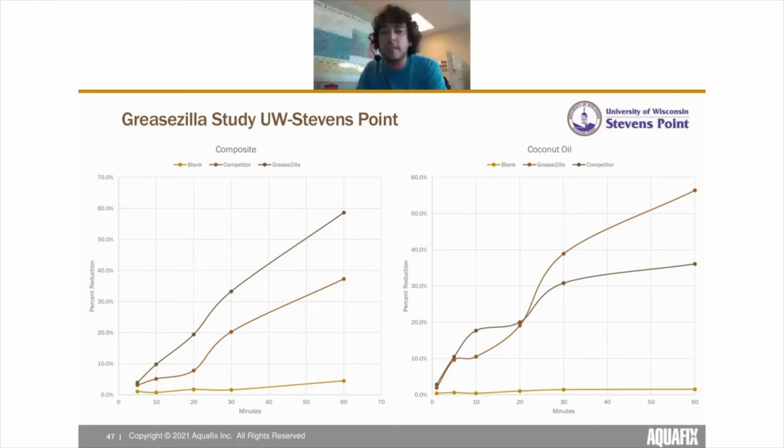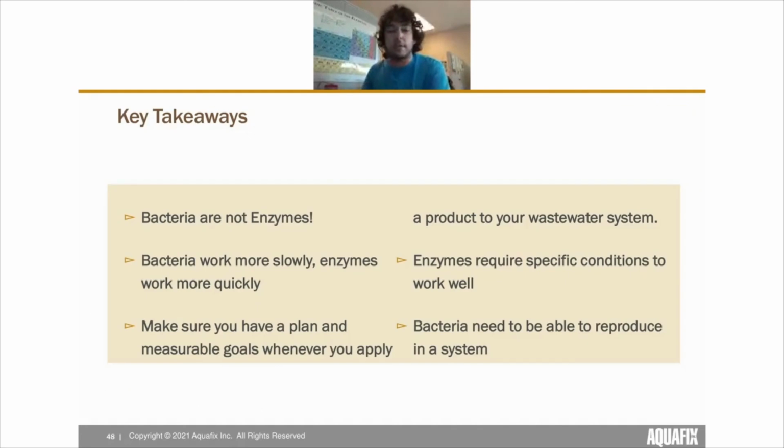So in some cases, you could see an application where maybe a solvent could work more quickly. But generally speaking, Greasezilla works similar in terms of speed. And it did work better than the solvent we were testing on in these cases for this study. So just a couple key takeaways. Bacteria are not enzymes, but bacteria work more slowly and enzymes work more quickly. So this is pretty big stuff.